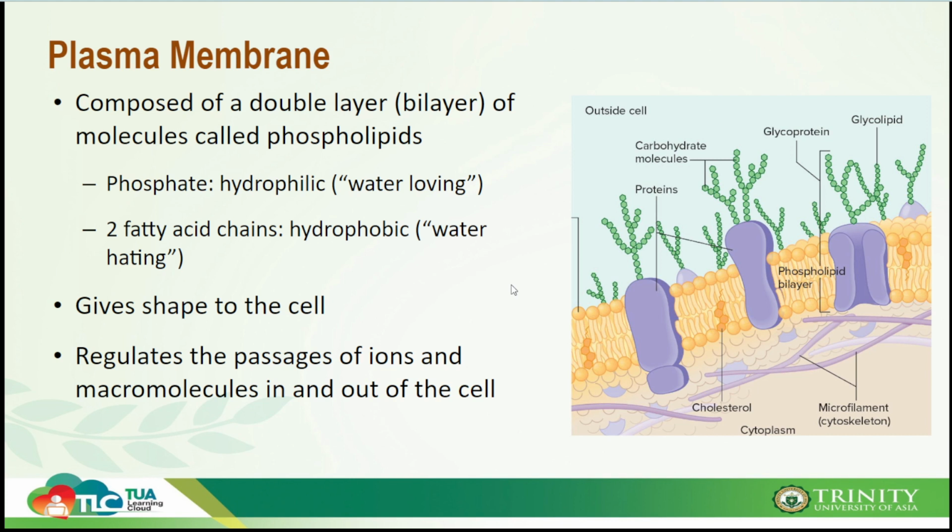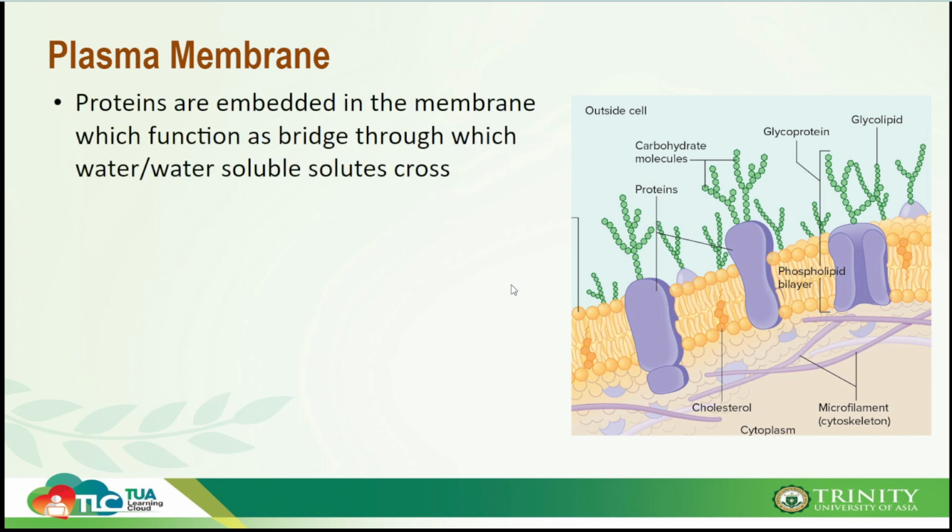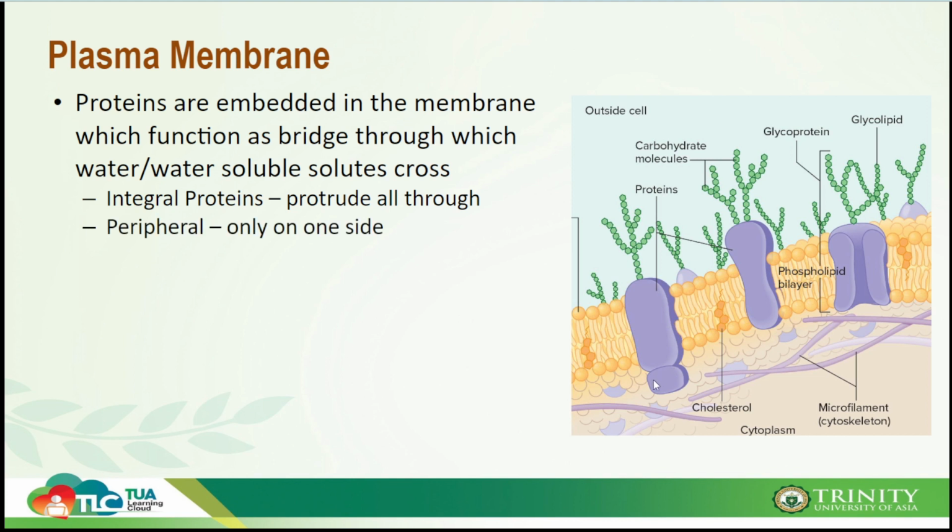Of course, there are other structures found in our plasma membrane, such as your proteins, which are the purple structures that you see here. Your proteins are embedded in the membrane, and they function as a bridge through which water and water-soluble solutes cross. Now, proteins in the cell membrane, there are two types as well. The integral protein, which is this one, which protrudes all throughout the cell. And we also have the peripheral protein, just this one, only found on one side.